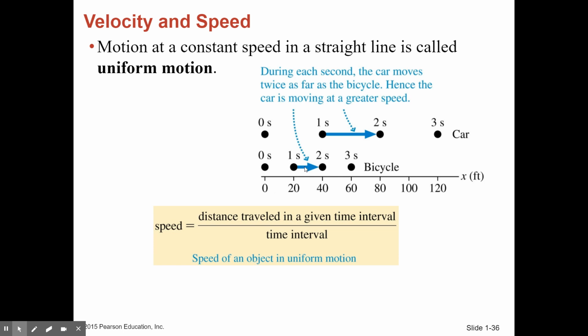Motion at a constant speed. We mentioned constant speed towards the beginning of this lecture, and I just wanted to reiterate that constant speed in a straight line is called uniform motion. Again, that means you're covering the same distance in the same amount of time. And so we have an equation here: speed is the total distance traveled divided by time.